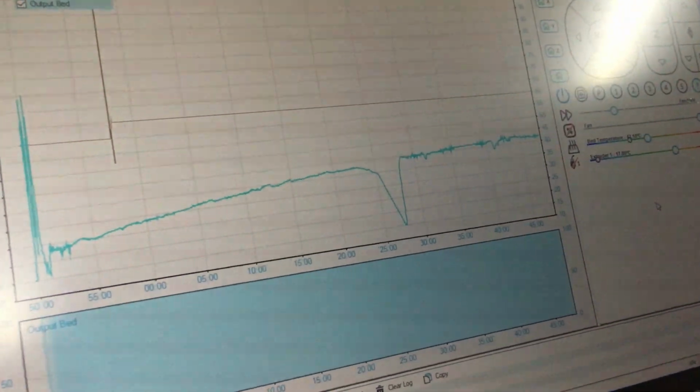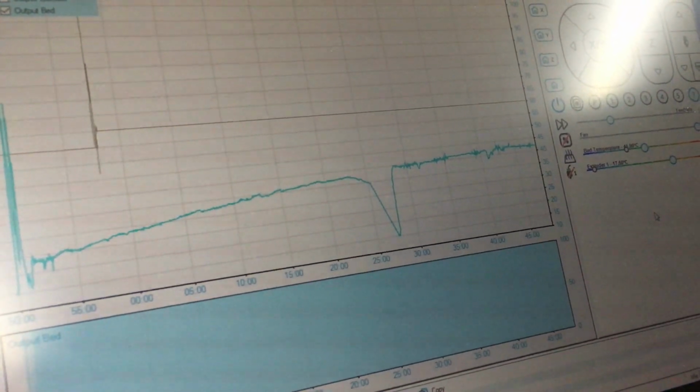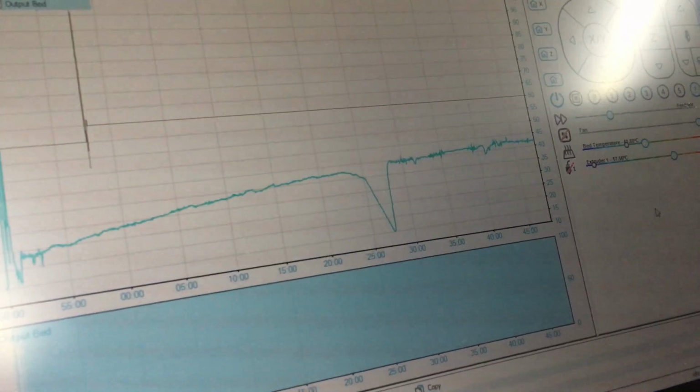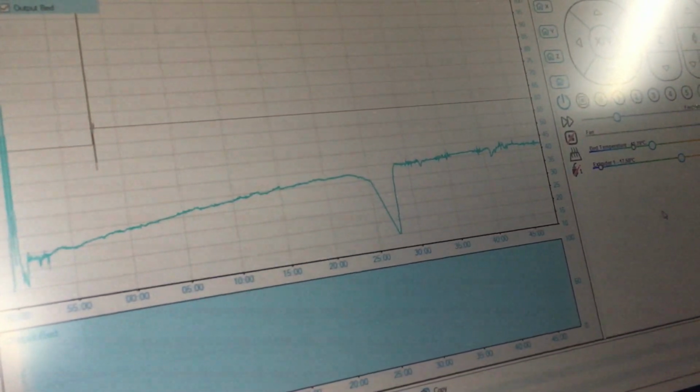Okay, she's pretty much flatlining now at around 43 degrees C. It's around 110 degrees Fahrenheit. If I want it hotter than that, I'm going to have to kick in the other coil.